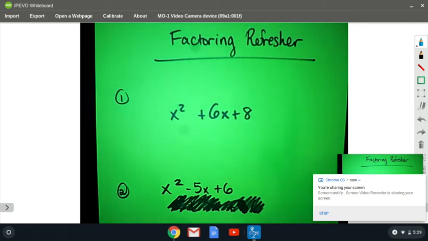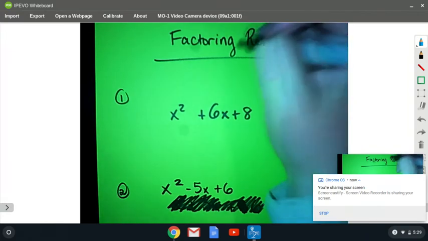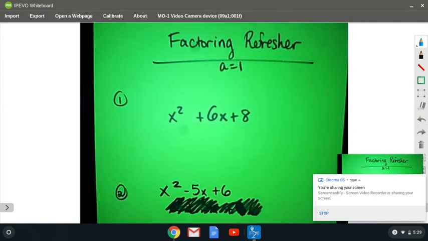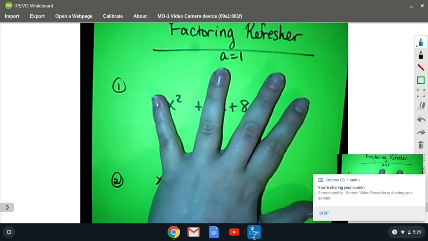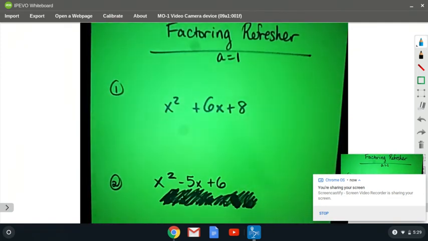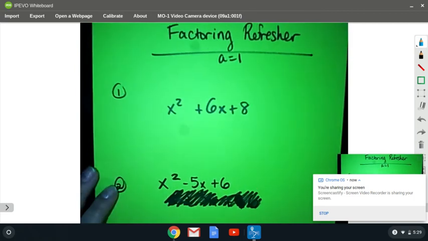Hi everybody. Today we are going to start solving quadratics by factoring. I do want to go over a quick refresher on factoring when a equals 1. This was the beginning of factoring that we did about a month and a half ago, maybe 2 months ago, so this should be a review. And then the next sheet that I go over will be the new extension onto this, okay?